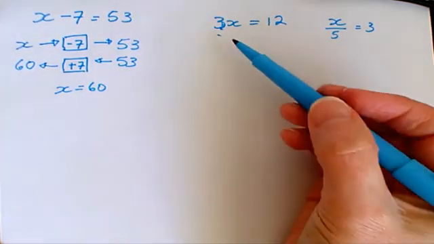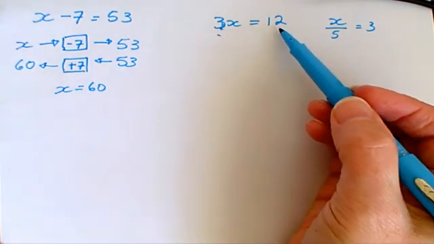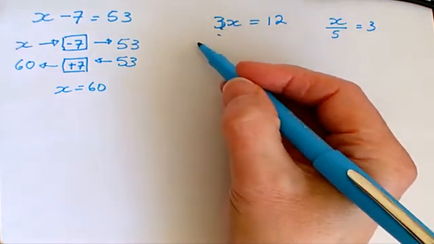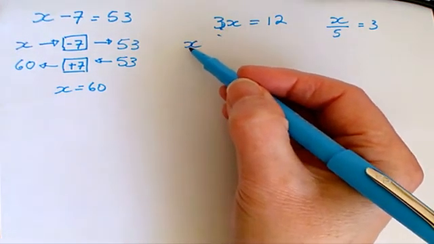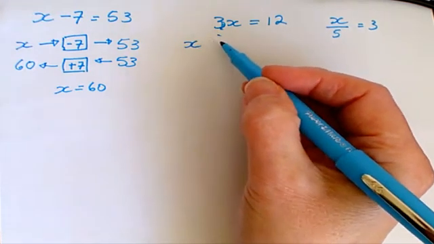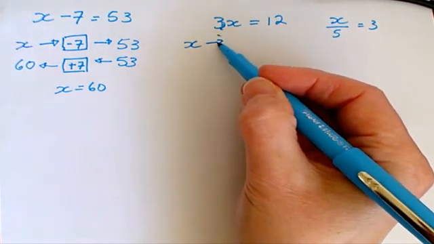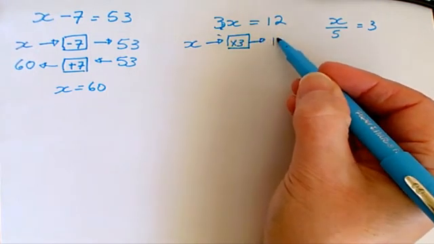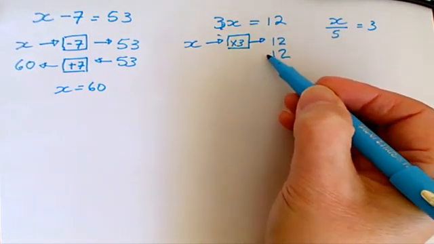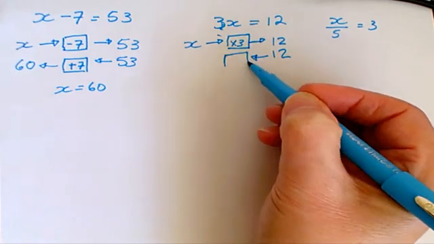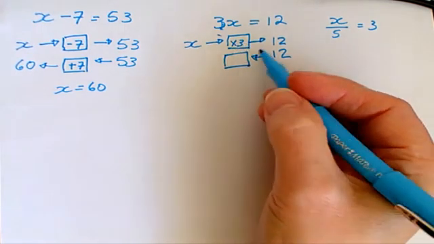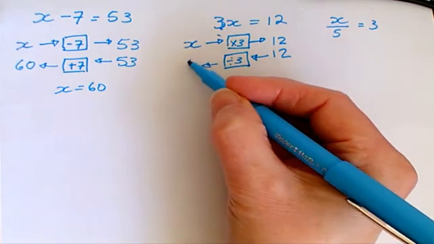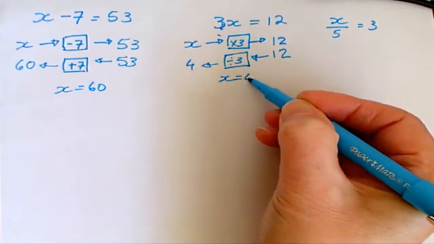If I look at this one, 3x equals 12. So 3x means 3 times x. So our input, because what we want to find out is going to be our input, is x. What's being done to it? We are multiplying it by 3, and that is giving us 12. Working backwards, I start with 12, change direction. The opposite of times by 3 is divide by 3, so 12 divided by 3 is going to give us 4, so x equals 4.